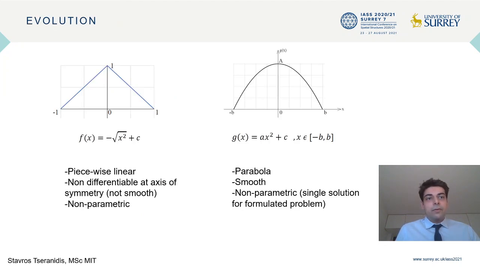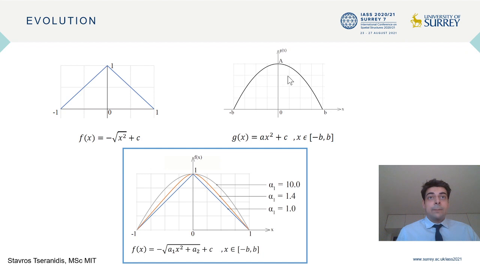Now, a little bit about the evolution of the concept. One way you could meet those constraints was through piecewise linear functions, but this is not differentiable at the axis of symmetry, and it's also non-parametric. Also, the parabola, while it is smooth on the right here, is also non-parametric, meaning that only one parabola can fit those constraints of span and maximum height increase. Now, the parametric square root function formulation proposed can achieve results between those two of the piecewise linear and the parabola while allowing the designer some flexibility.